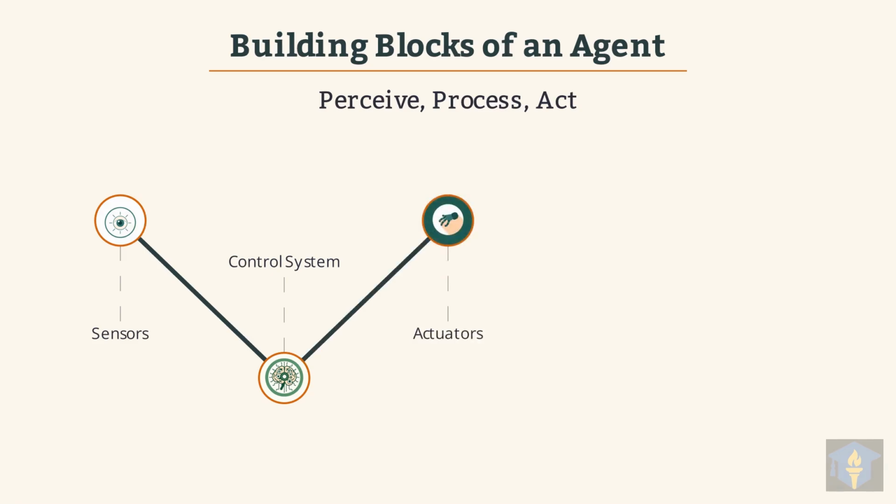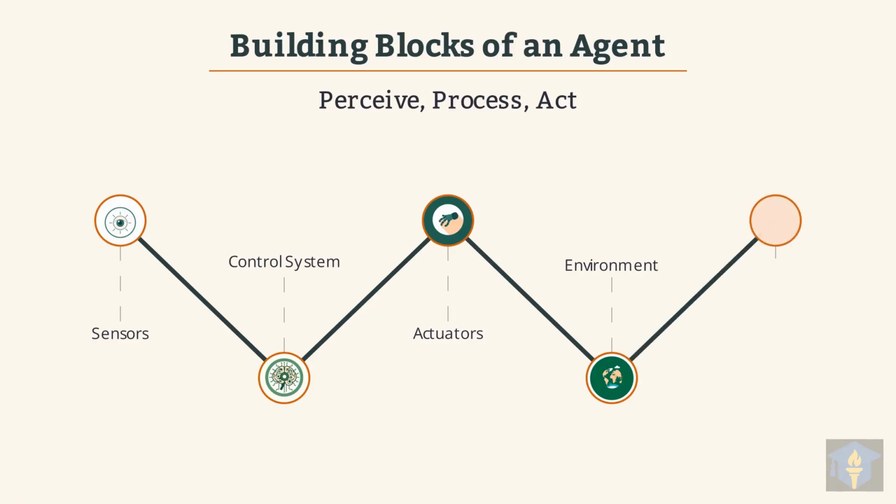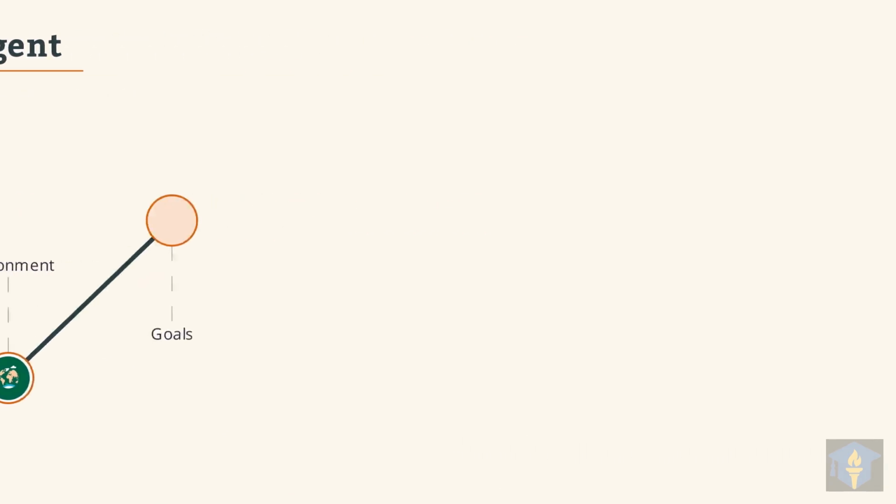Actuators are the agent's muscles, allowing it to perform physical or digital actions in its environment. The environment is the world where the agent operates, providing the context for its perceptions and actions. Finally, goals define what the agent is trying to achieve, guiding its decisions and actions towards specific objectives.